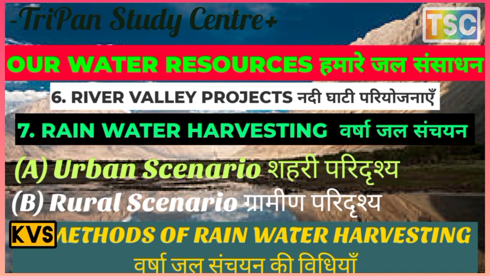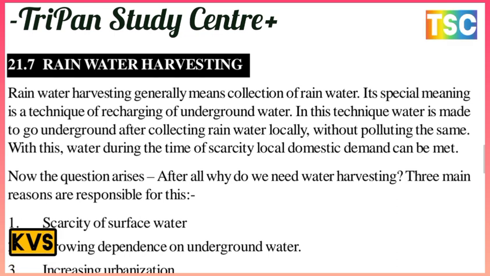The next topic, which is most important here, is rainwater harvesting. Rainwater harvesting generally means a collection of rainwater. Its special meaning is a technique of recharging underground water. In this technique, water is made to go underground after collecting rainwater locally without polluting it. With this, local domestic demand can be met during times of water scarcity.